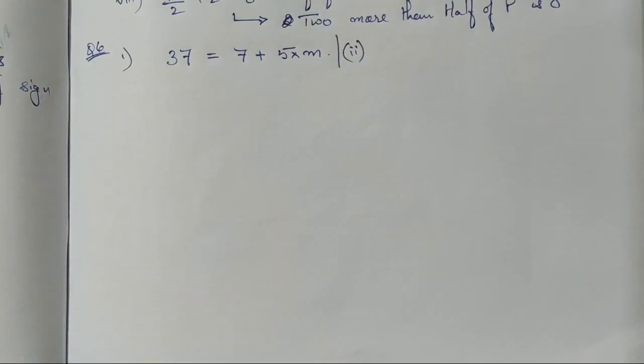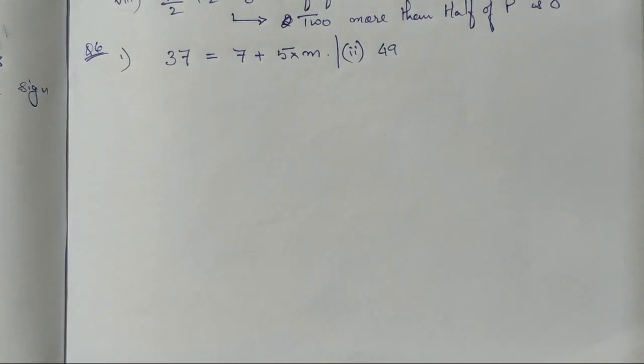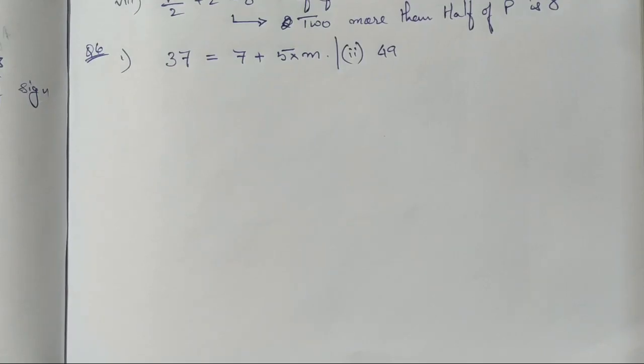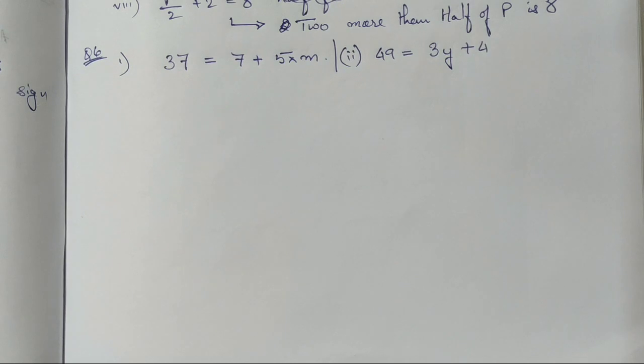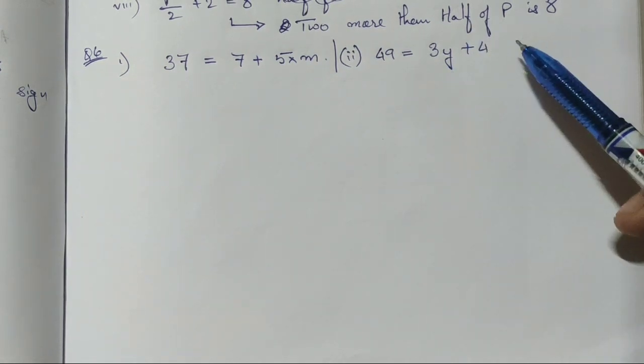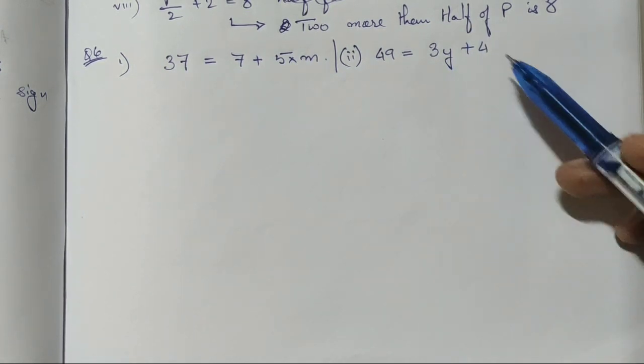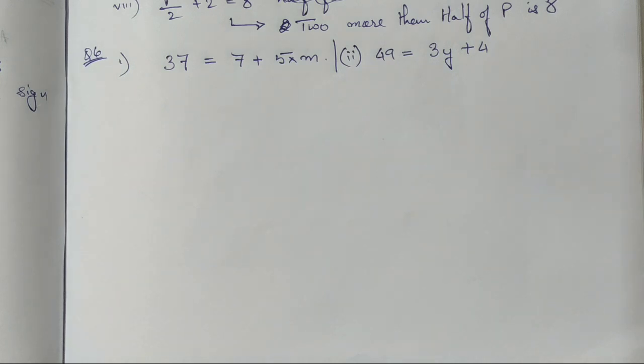And the next part, Lakshmi's father is 49 years old. So 49 is 4 years older than 3 times Lakshmi's age. Now Lakshmi's age we need to take as y. So 3 times Lakshmi's age means 3 into y, and he is 4 years older than this. So older means what? Plus 4. Okay, understood? Older means plus 4 and younger will be minus 4. This part you have done in your class 6.